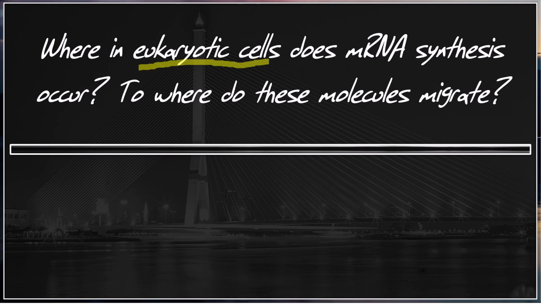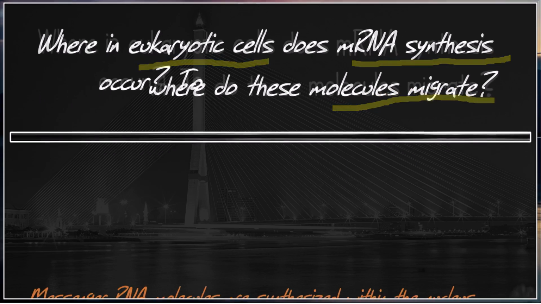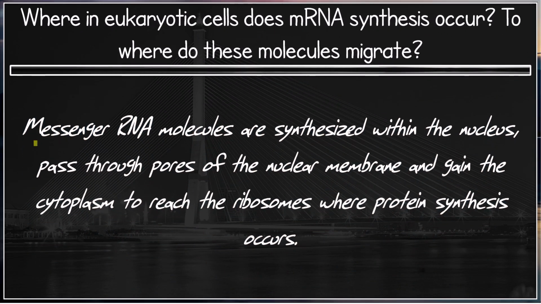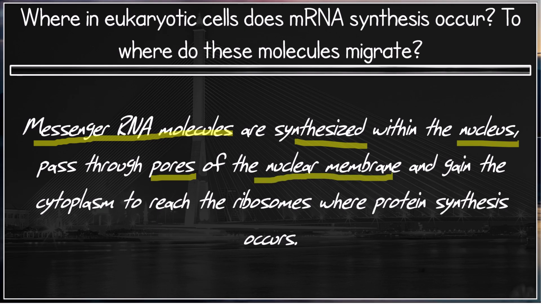Where in eukaryotic cells does messenger RNA synthesis occur? Where do these molecules migrate? Messenger RNA molecules are synthesized in the nucleus. They pass through the pores of the nuclear membrane and gain the cytoplasm to reach the ribosomes where protein synthesis occurs.